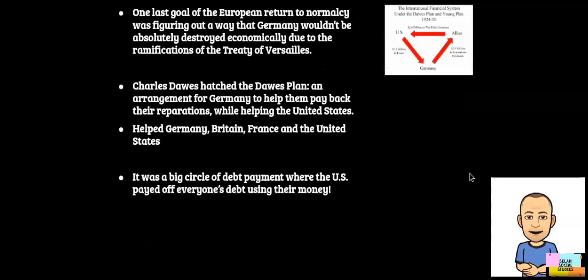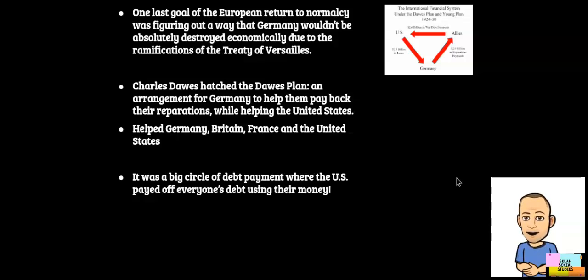A last goal of the European return to normalcy was figuring out a way that Germany wouldn't be so absolutely destroyed economically due to the ramifications of the Treaty of Versailles. In steps Charles Dawes. In 1924, Germany's economy was in ruins. The Treaty of Versailles required that the country pay back billions in reparations, and they just couldn't afford it. The underlying issue at hand was that if Germany couldn't repay their reparations to the Allied nations, then they could not pay off their loan debt to the United States.